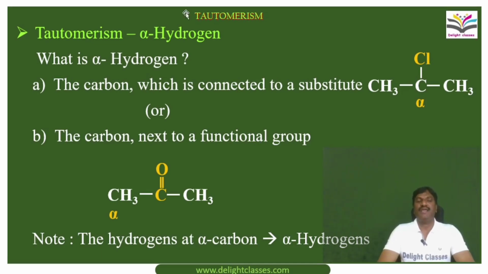What is alpha hydrogen? In A, the carbon which is connected to a substituent. Chlorine is a substituent connected to a carbon. That carbon is the alpha carbon. In B, C double bond O, ketone, is the functional group. Next to the functional group is the alpha carbon, either on the left side or right side. Then what is alpha hydrogen? The hydrogens connected to the alpha carbon are known as alpha hydrogens.